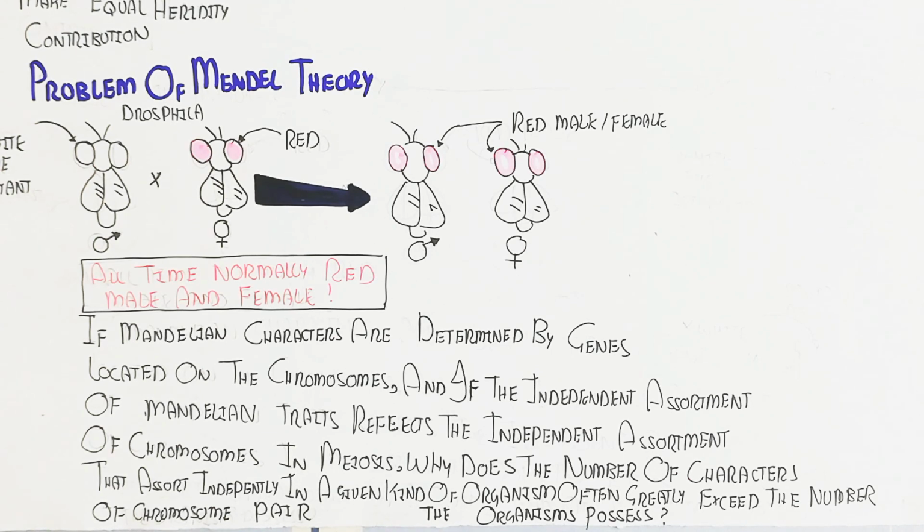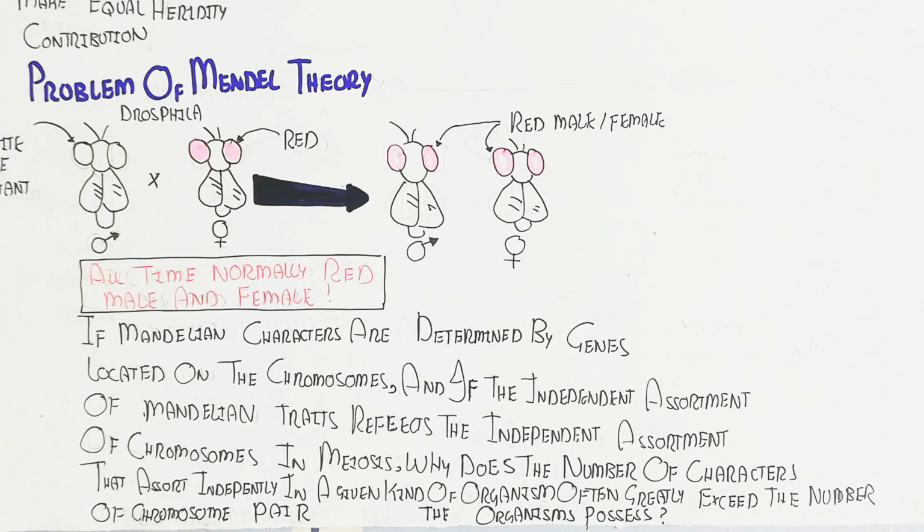If Mendelian characters are determined by genes located on chromosomes, and if chromosomes assort independently in meiosis, then why does the number of characters, like white eyes, that assort independently in a given kind of organism often greatly exceed the number of chromosome pairs the organism possesses? So basically, we might think the white gene is decreasing and the red-eye chromosome is increasing, which is why the red color is produced, but it is not.